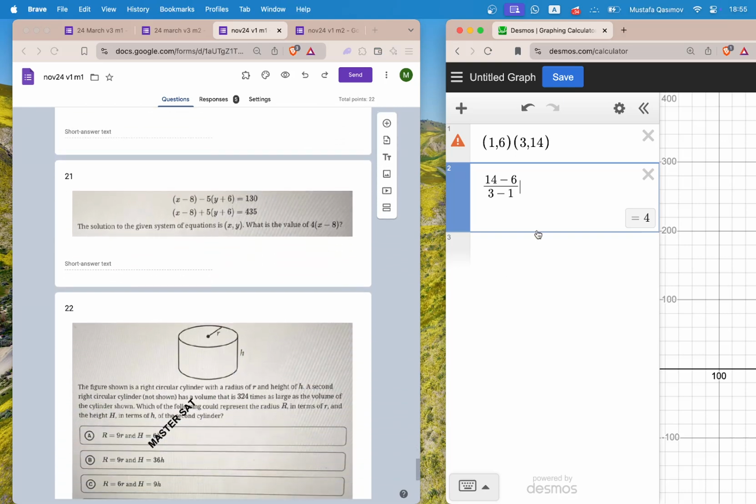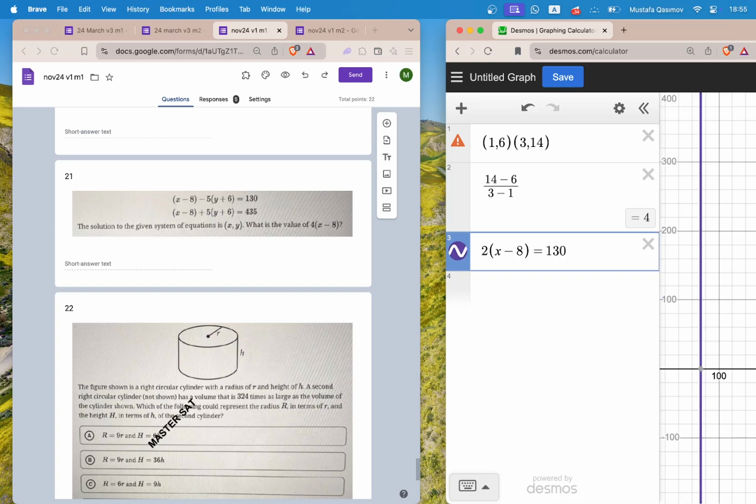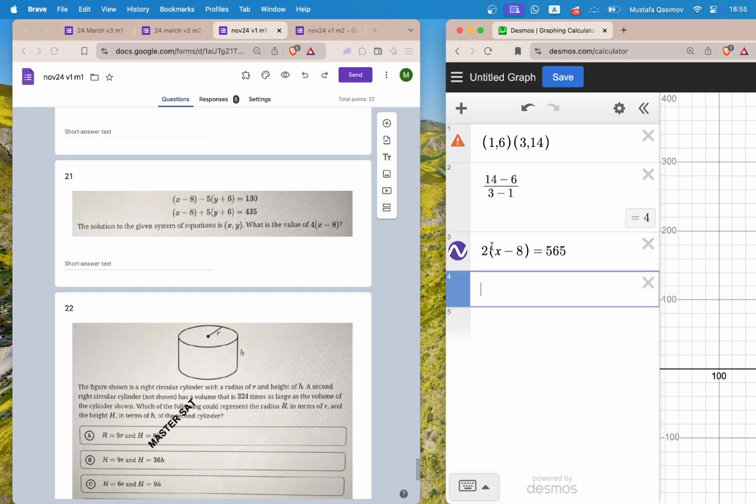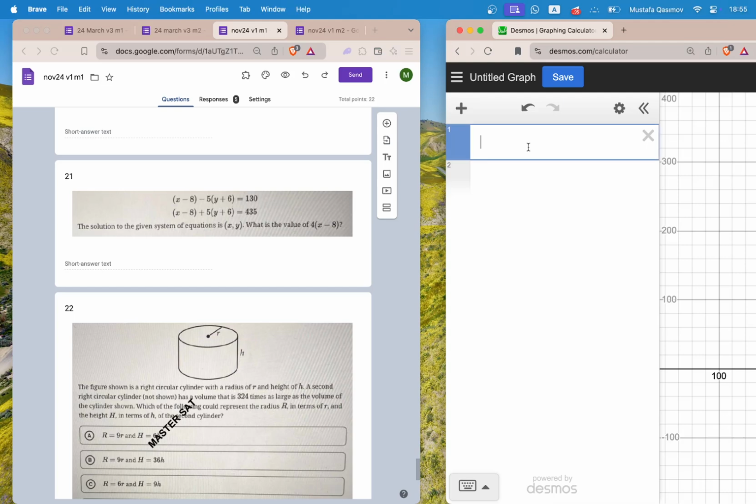21, we have to add them. When we add them, this 2 will be eliminated. We will have 2x minus 8 is equal to 130 plus 435. Then it will be 565. Because it asks for x minus 8, we have to just multiply it by 2. It will be 1130. It is the answer. But if you don't want to make it like this, write to decimals. If you worry about you can do miscalculation, just write to decimals.